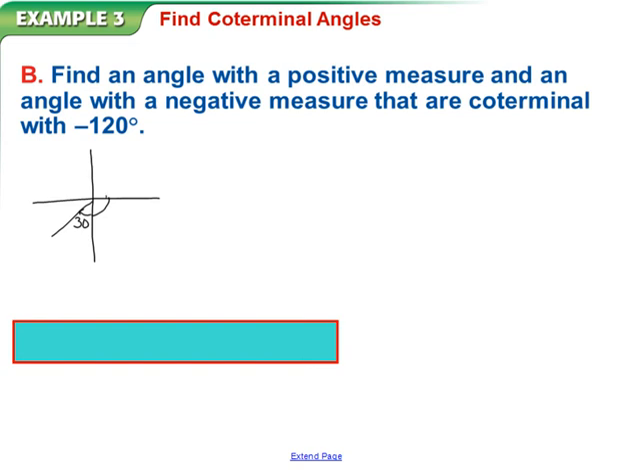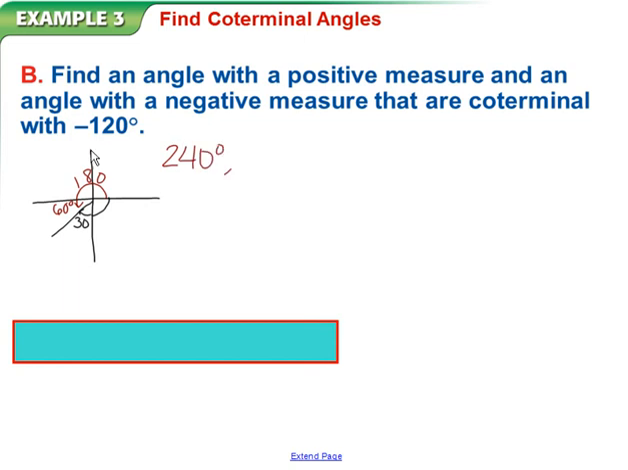Now this one, the positive one, is easier to figure out first. We went 180 up here. And then this other small section has 60 left because 60 and 30 have to make 90. So 180 plus 60 is 240 degrees. That's the positive one.